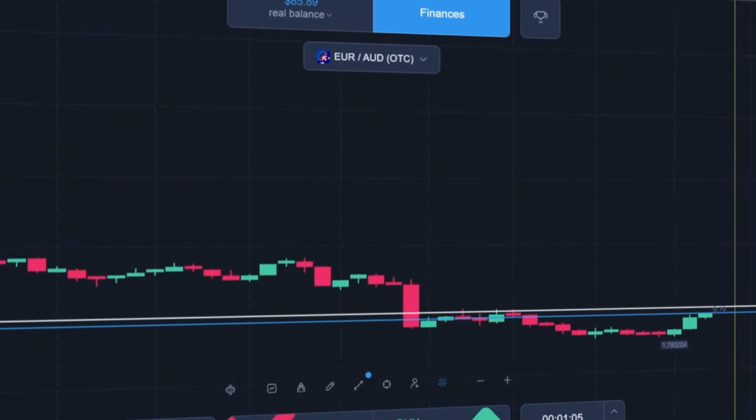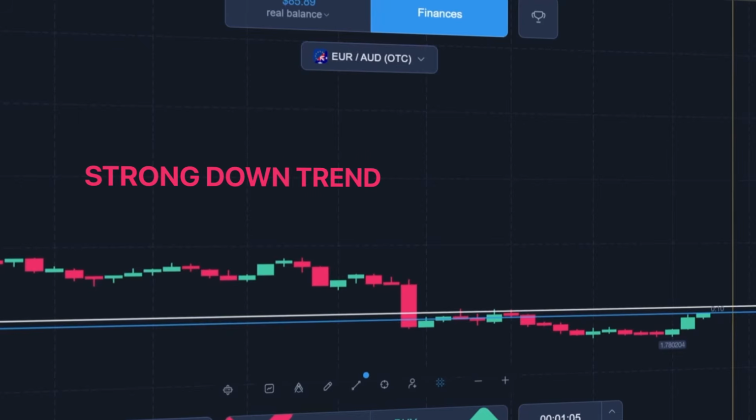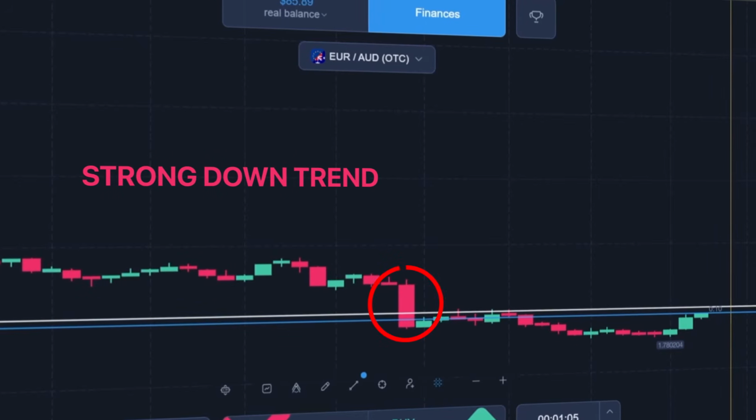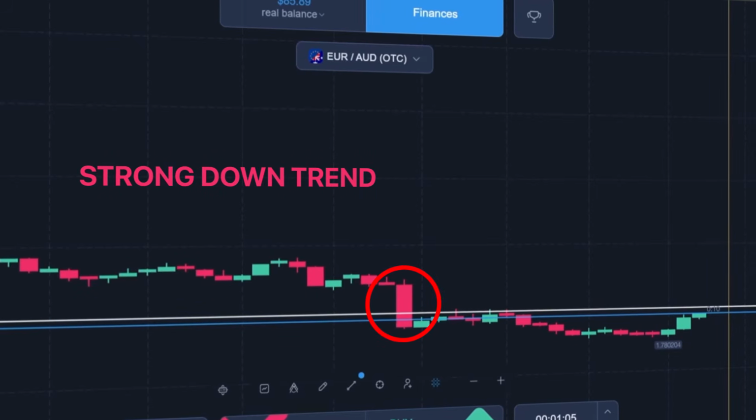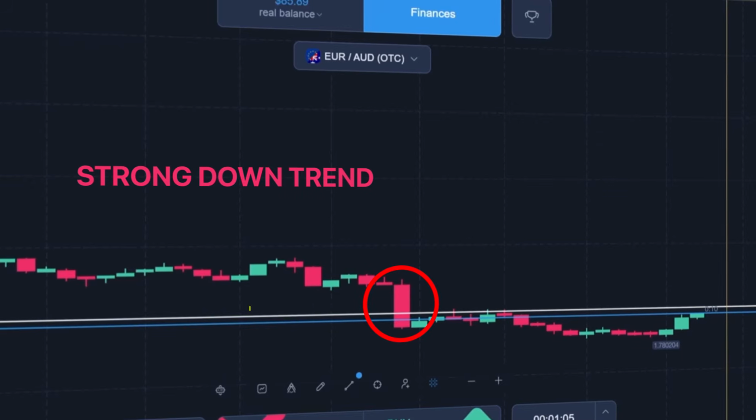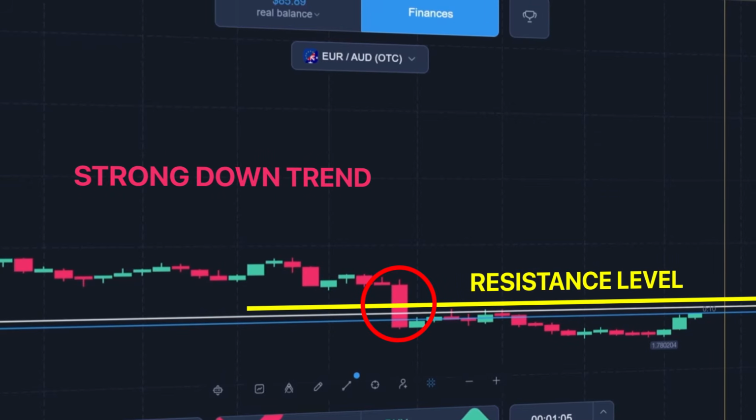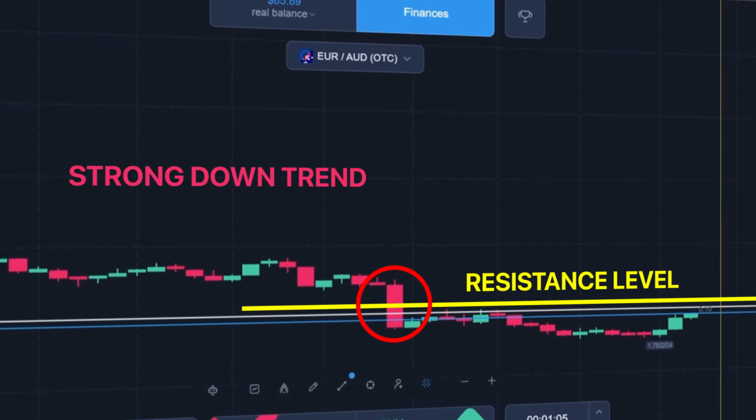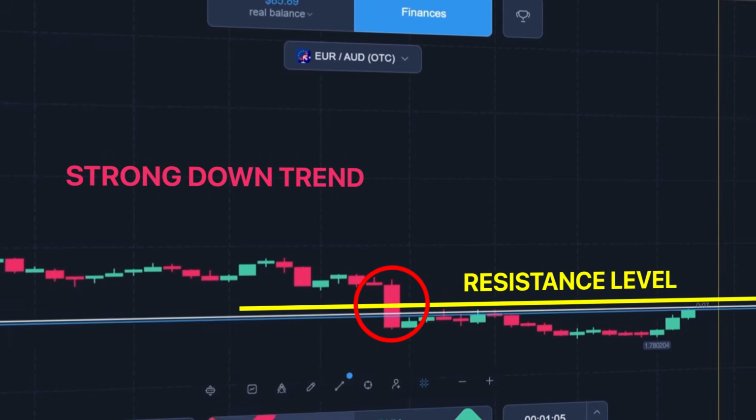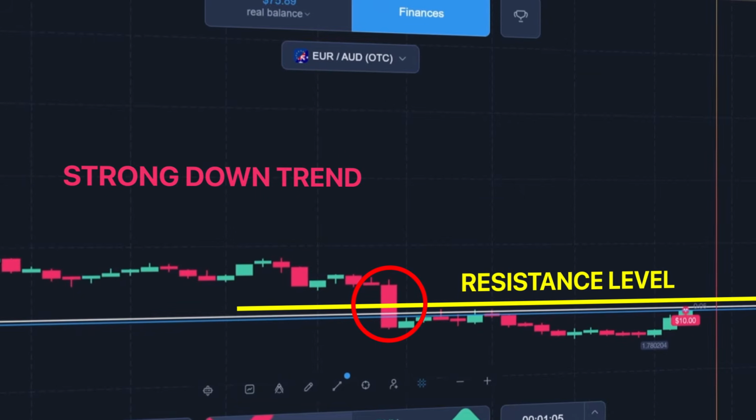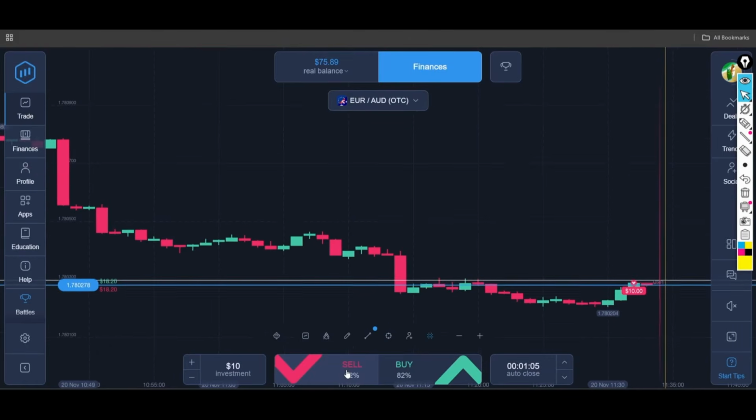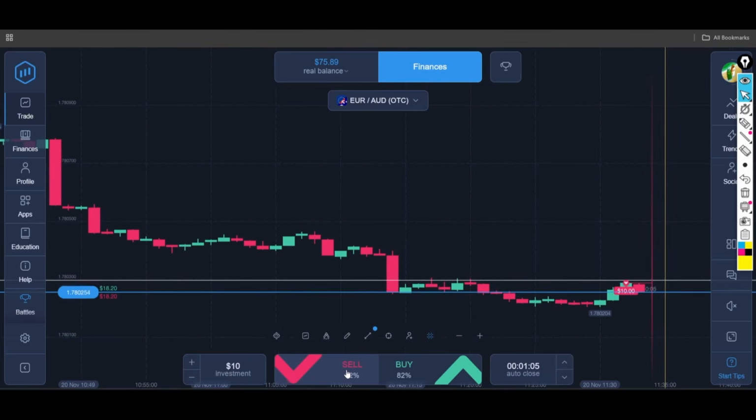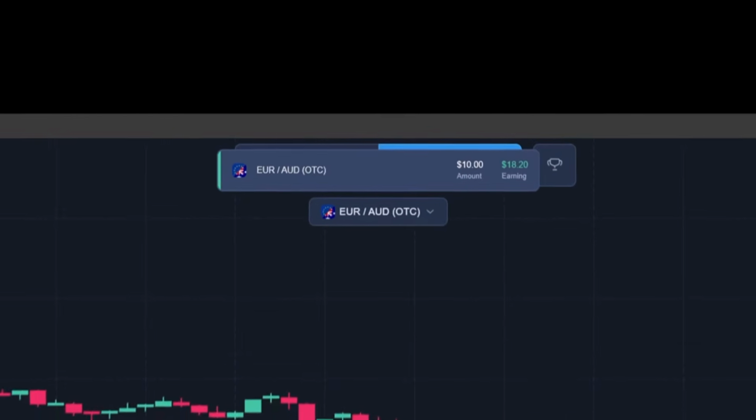This market is currently in a strong downtrend. We can see a strong bearish candle right here. The middle point of candles like this can sometimes be considered resistance levels. Using this and the strong downward trend, I will place a $10 sell trade on the market. We closed the trade with a profit.